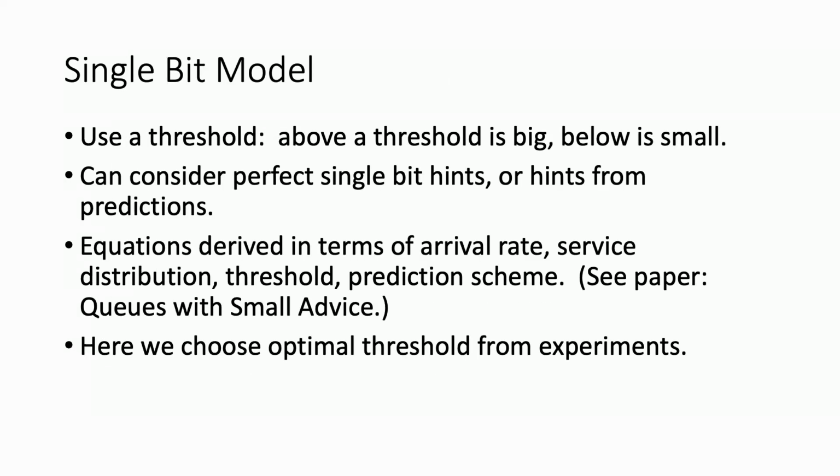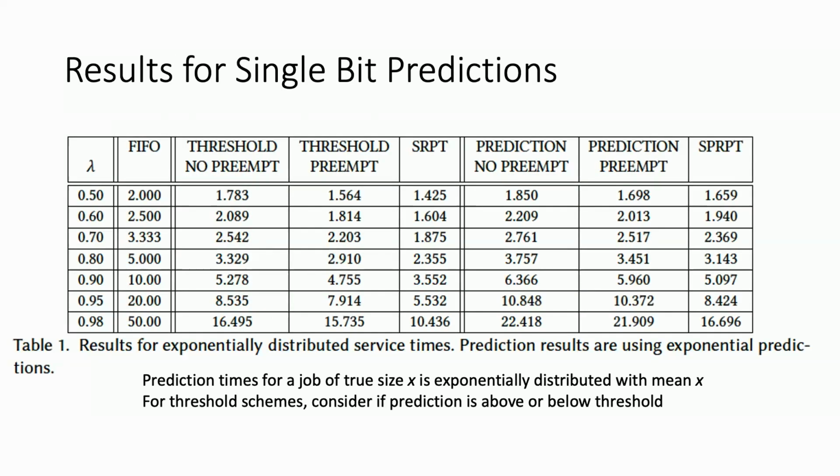Okay, so again, the single bit model is the predictor is going to say if you're above a threshold, you're big, below it's small. We can consider perfect single bit hints or hints from predictions. And so I derived these equations. I must say some really fun mathematical expressions popped out of it, which are worth looking at, that I won't get into here.